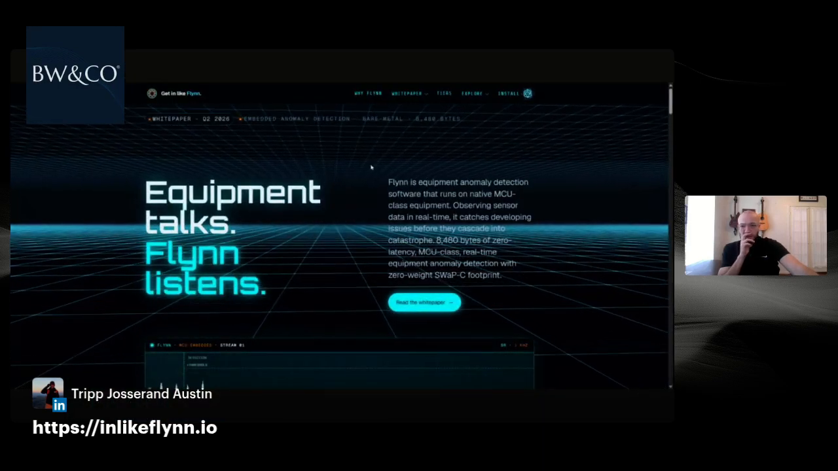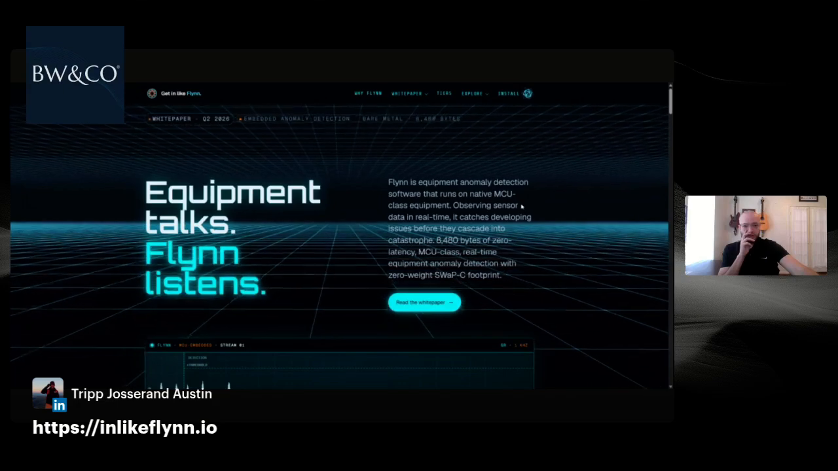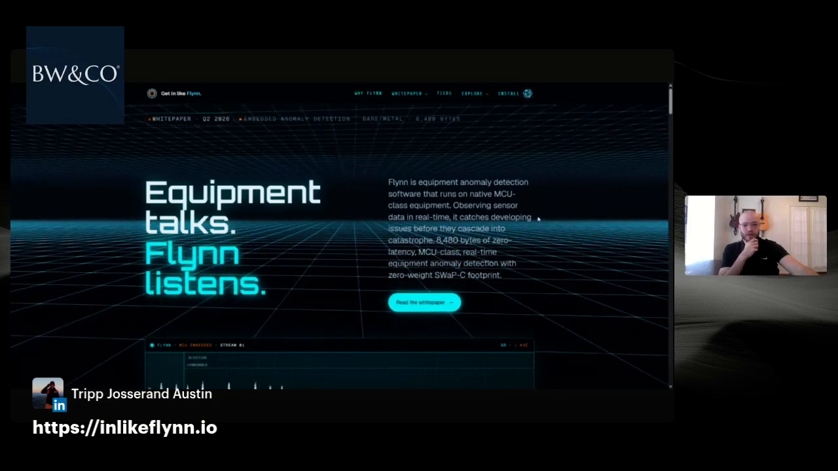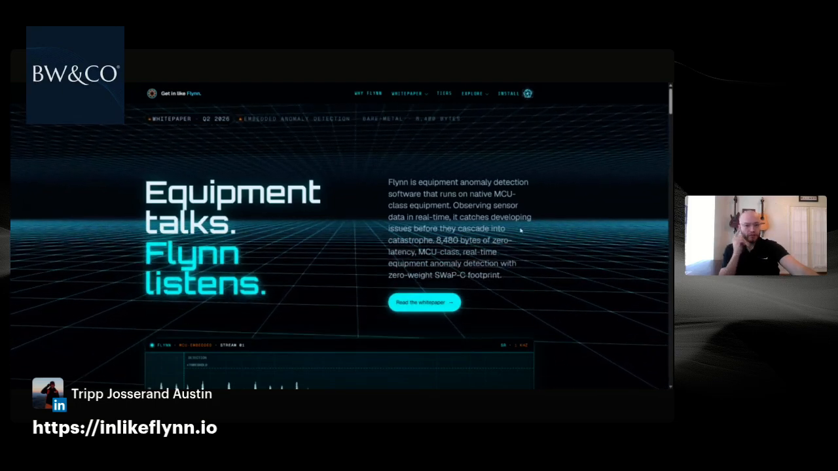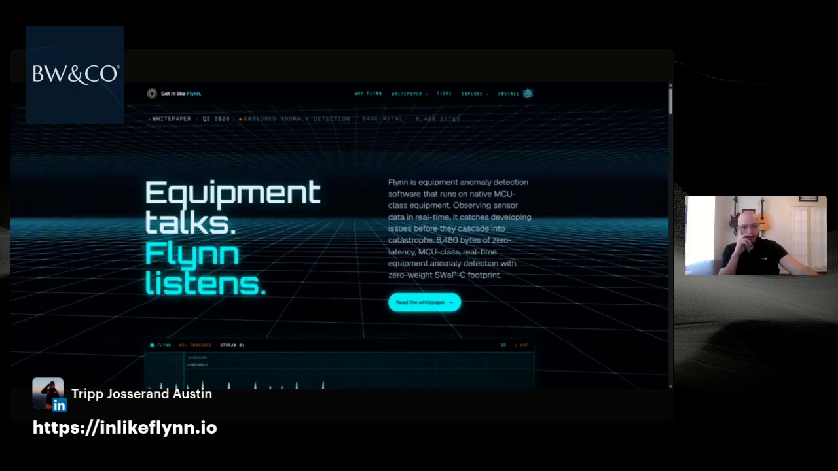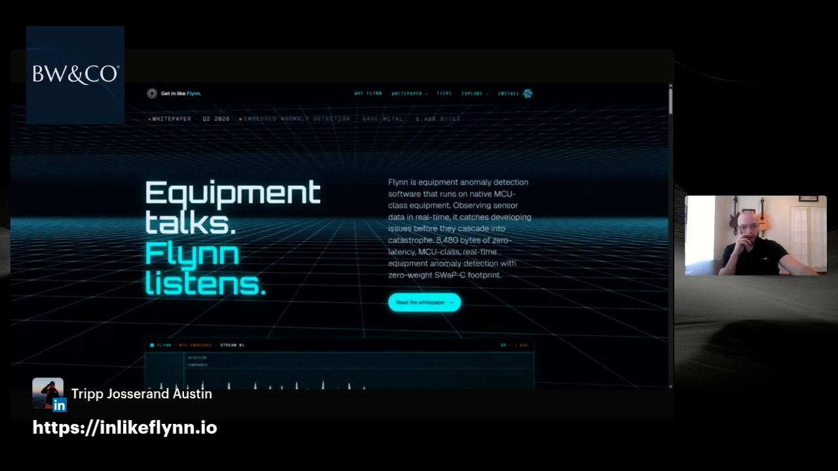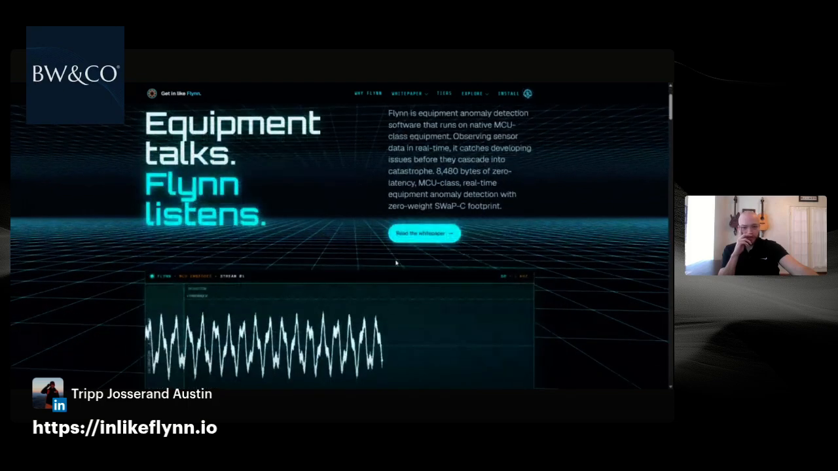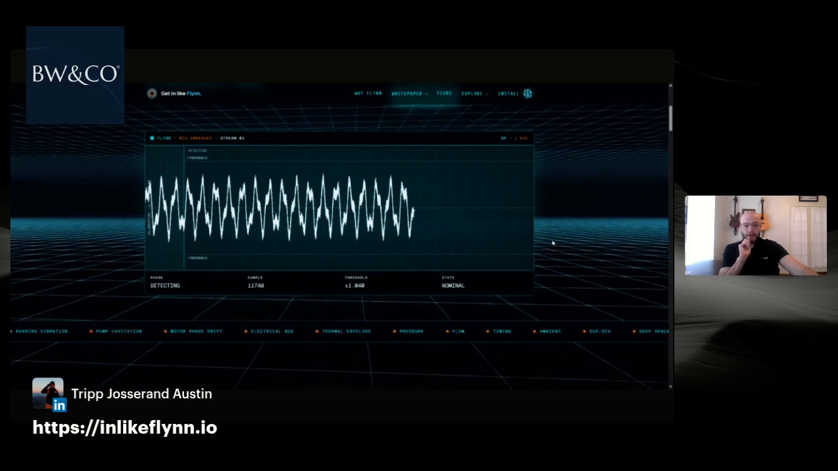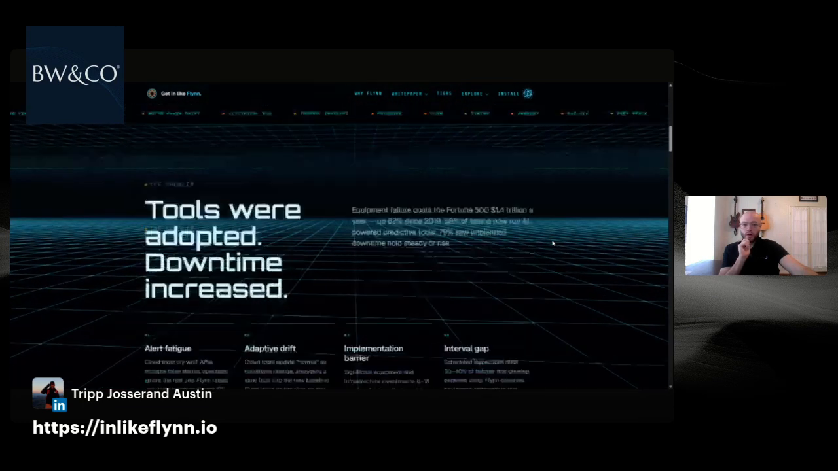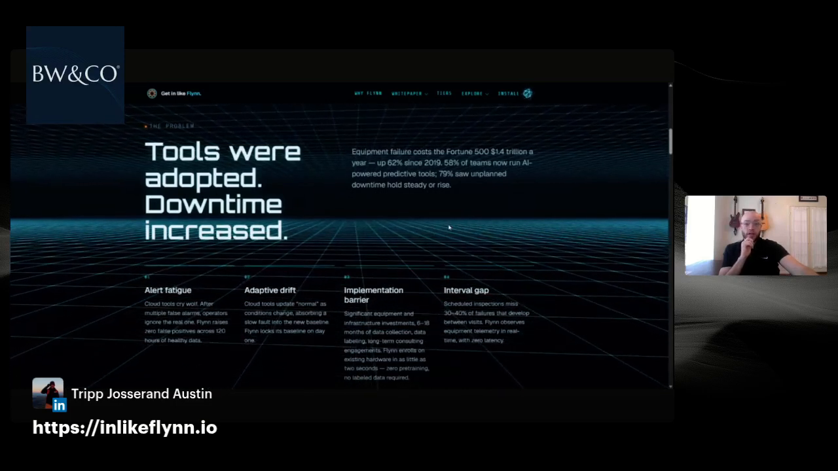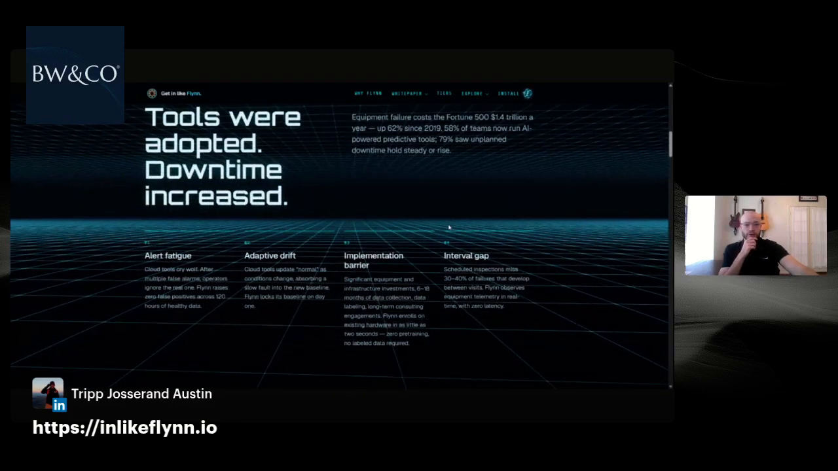So Flynn is equipment anomaly detection software that runs on native MCU class equipment, observing sensor data in real time. It catches developing issues before they can cascade into catastrophe. 8,480 bytes of zero latency MCU class real-time equipment anomaly detection with zero weight SWAP-C footprint. Now, obviously, I understand all of that, he said sarcastically. This is not my area of expertise. So if this is largely used for space systems initially, it wouldn't be directly applicable to NIH through the SBIR program.